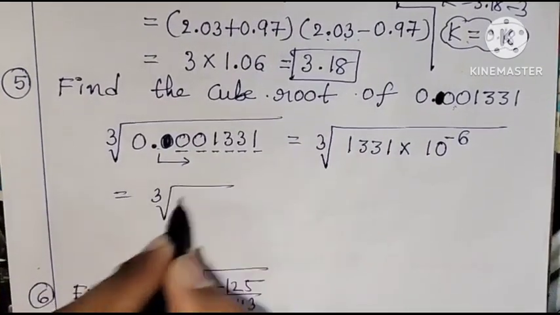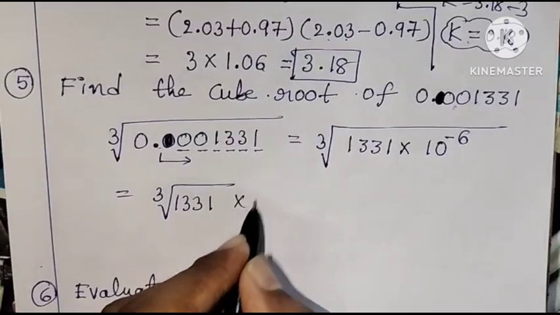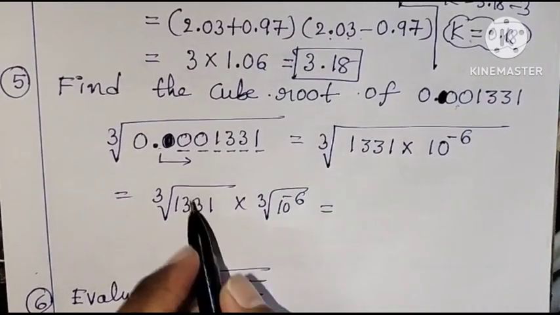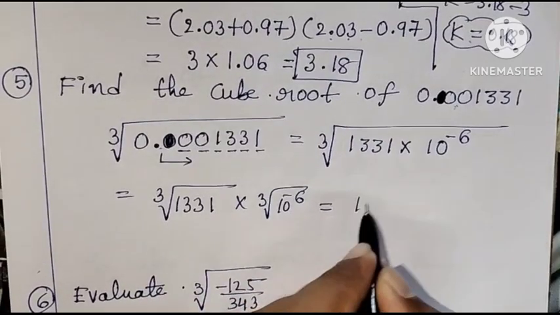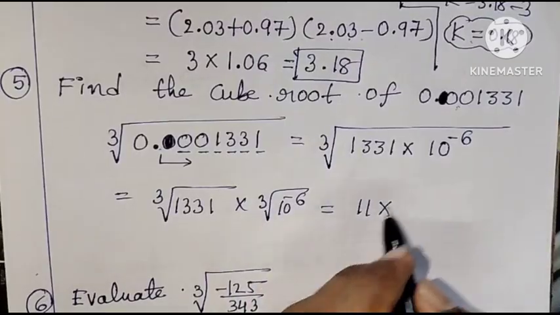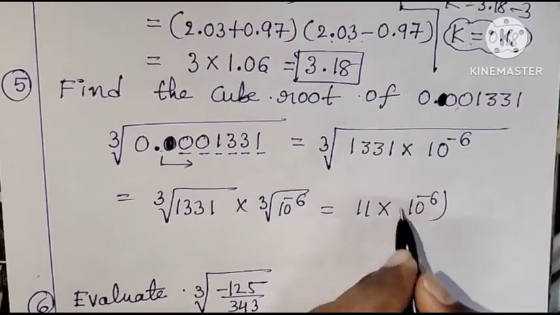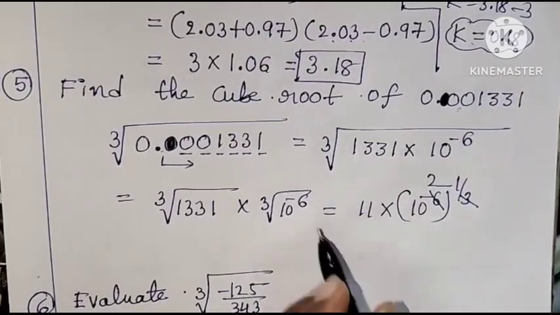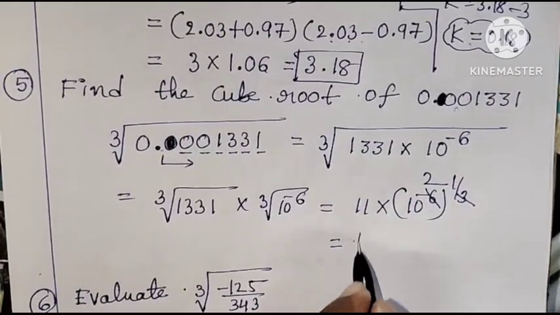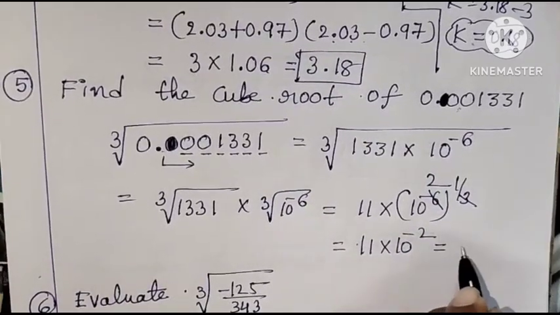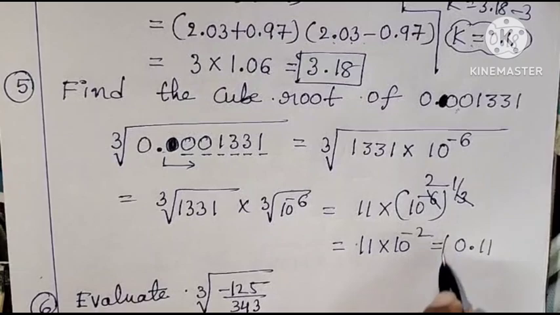Now cube root of 1331 into cube root of 10 power minus 6. Apply cube root separately. So cube root of 1331 is 11, into cube root of 10 power minus 6. So 10 power minus 6, cube root means whole power 1 by 3. 3 ones, 3 twos. So 11 into 10 power minus 2. So 11 into 10 power minus 2 means 0.11.